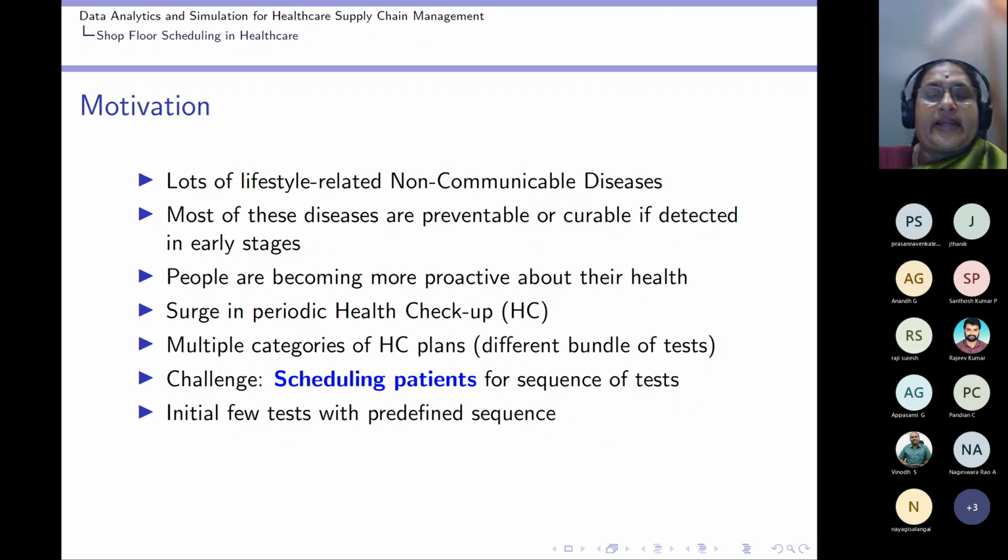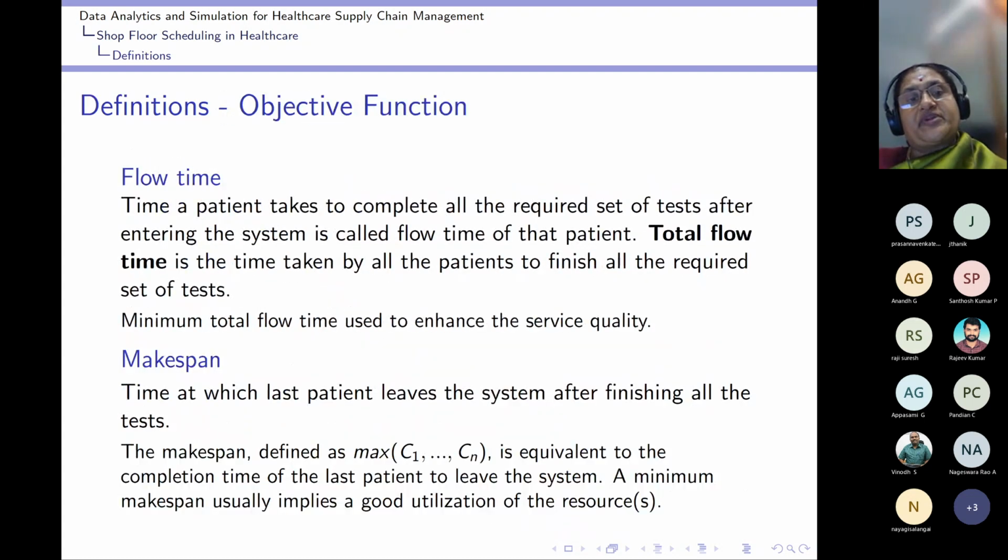You have multiple categories of people coming here, and the challenge faced is: how do I schedule my patients? Can I reduce the 3 hours to 2 hours? Is there a more efficient way I can schedule the patients and at the same time utilize my resources? With this motivation, we thought, is there something about this health checkup that I can model with whatever I have already seen? So let's look at the problem description.